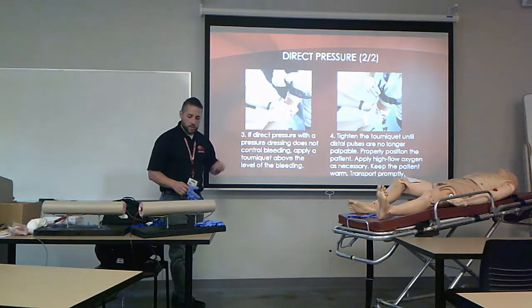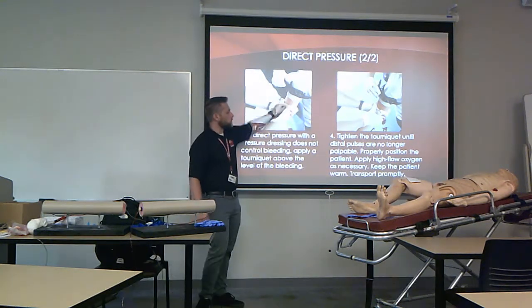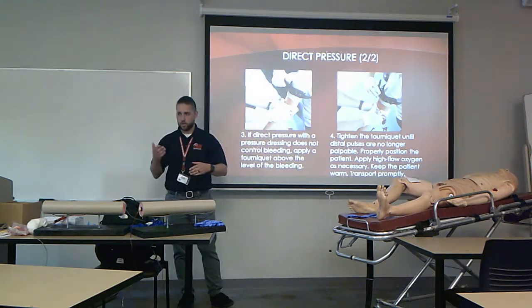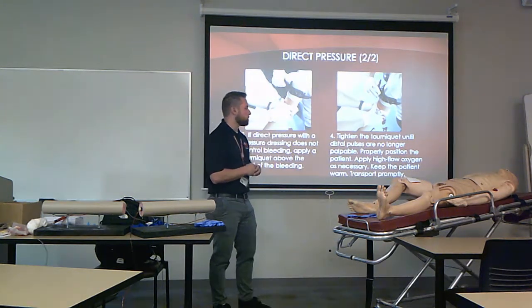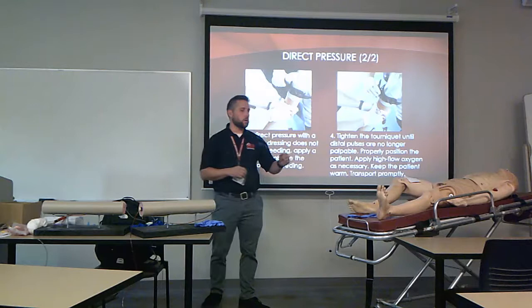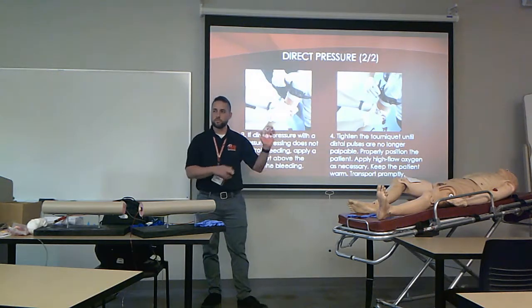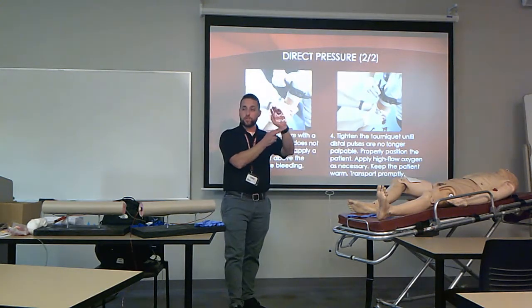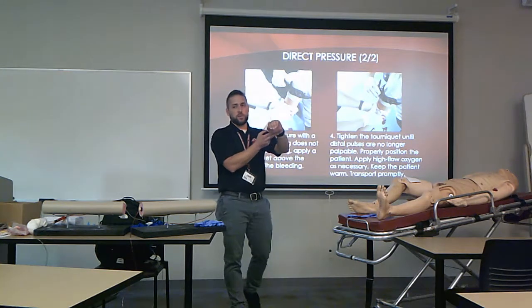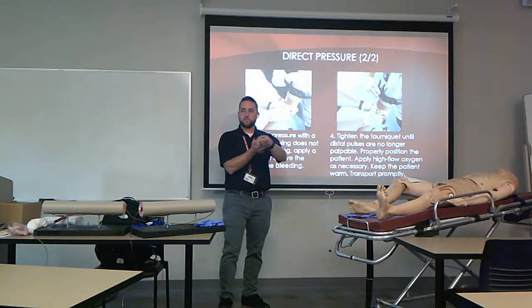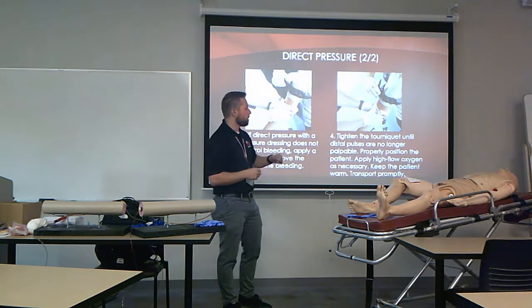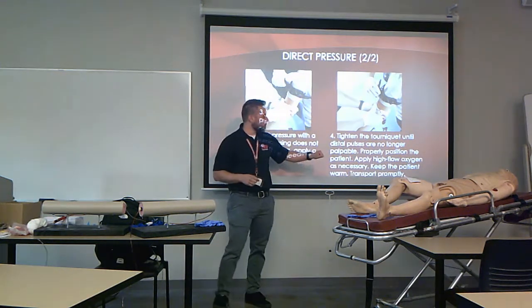So if it is not controlled, next thing we're going to move to, if it's on an extremity, is your tourniquet. We're going to talk about those in a minute, okay? Tighten the tourniquet until the distal pulses are not palpable. So where's our distal pulse on an arm? Radial, right? Exactly, very good. So we're going to feel for that. If you can still feel a radial pulse, is that tight enough? No, right, very good, okay. So tighten it until it's gone.